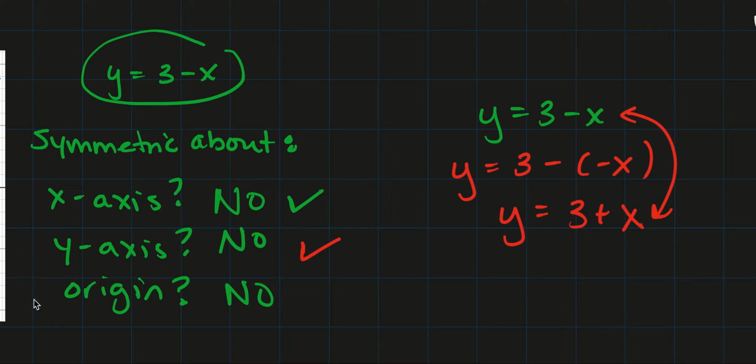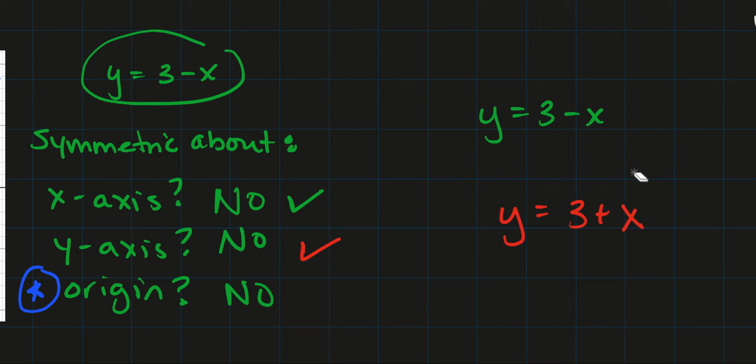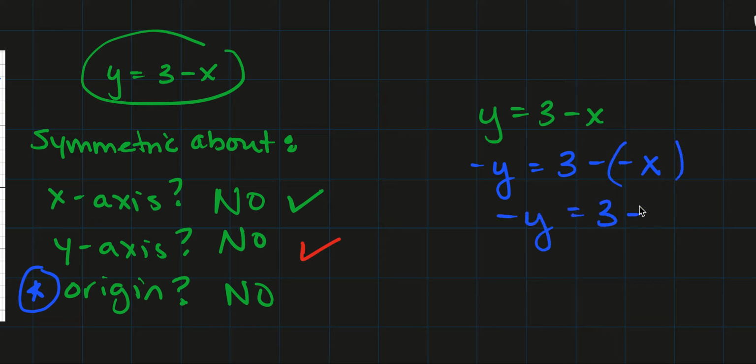What about the origin? Well, for something to be symmetric about the origin, you have to plug in negative x and negative y. So we get negative y is equal to 3 minus a negative x, which becomes negative y is equal to 3 plus x. You can get rid of this negative if you want to, multiply this side by negative, and you can see that these two are not equal. So it's not symmetric about the origin either.